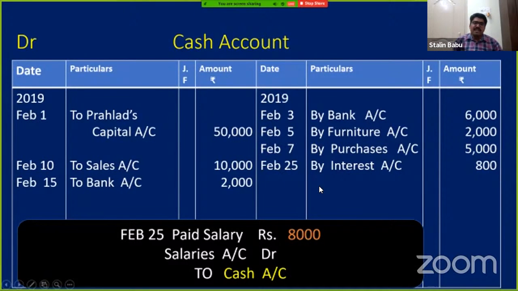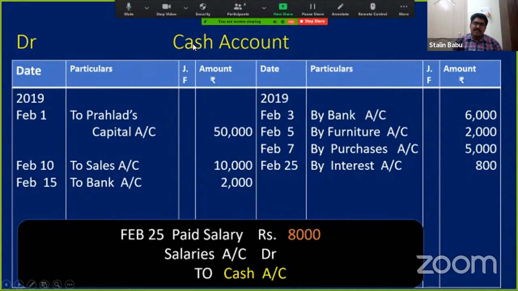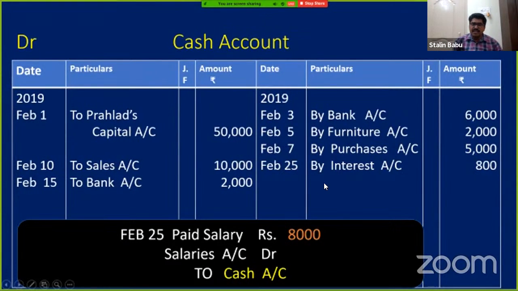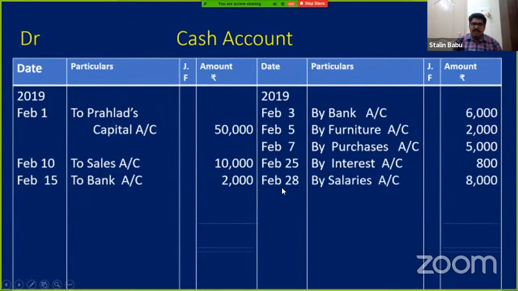So we have to check which account we are preparing, and whether the account is debited or credited. Here cash account is credited, so we have to post on the credit side. What is the date of transaction? February 28. By salaries, 8,000.